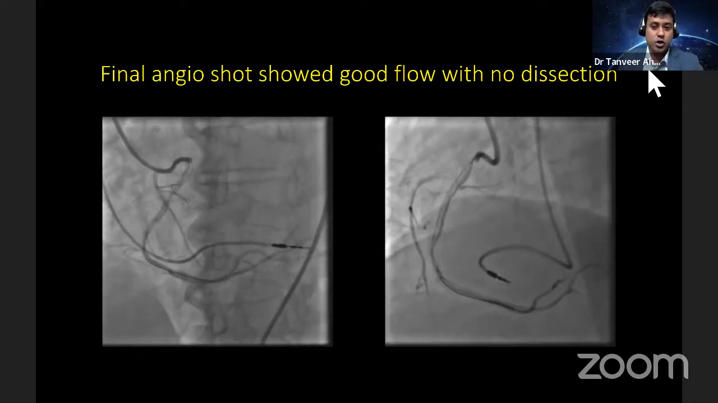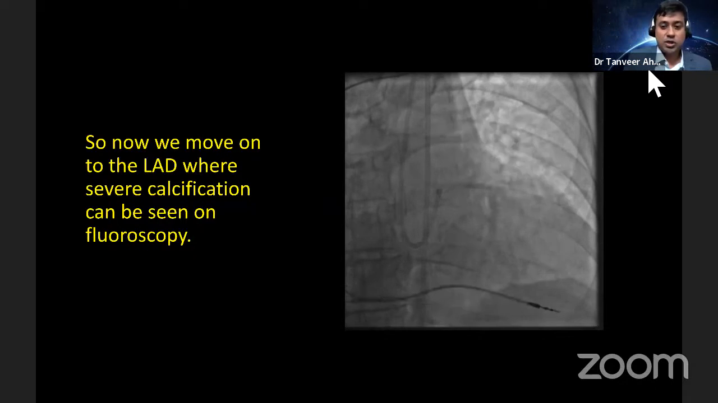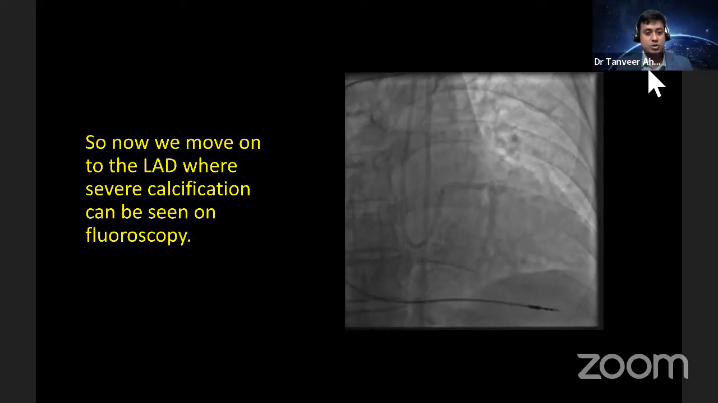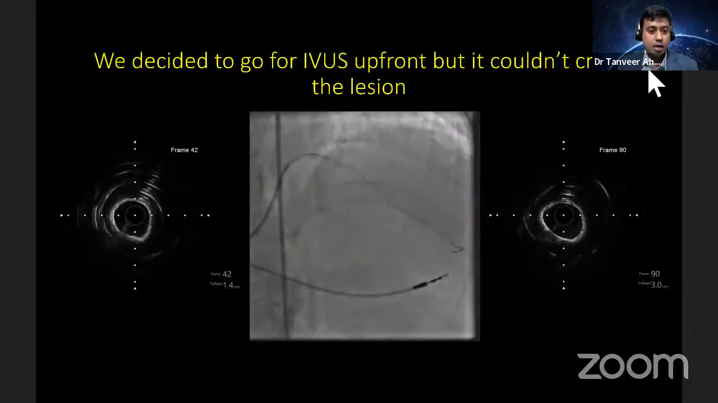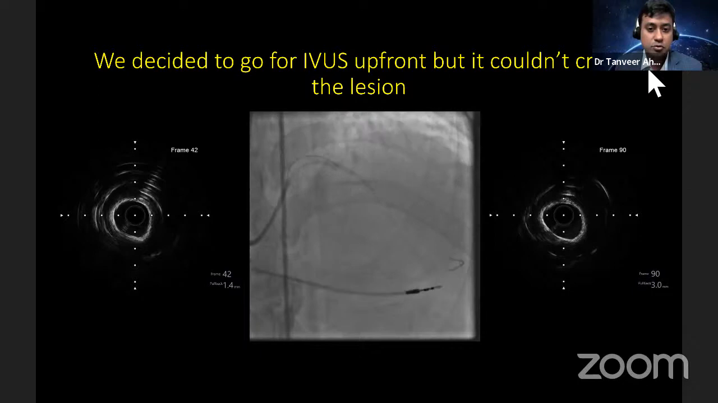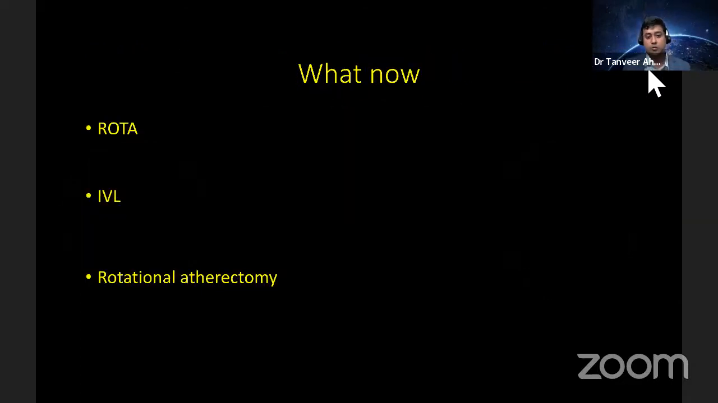Then we moved to the LAD, where we had all the issues actually. So LAD, as we can see, angiographically, there was severe calcification, no doubt about that. Again, we tried for the IVUS, but it didn't go through. But what we could see is there was circumferential calcium in the proximal segment as well. So we can appreciate the amount of calcium that would be present in the later segments where the IVUS was not crossing. So what now?